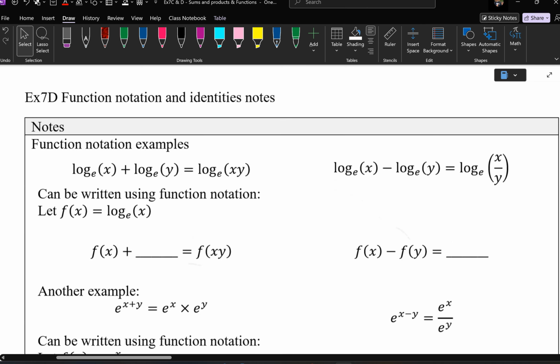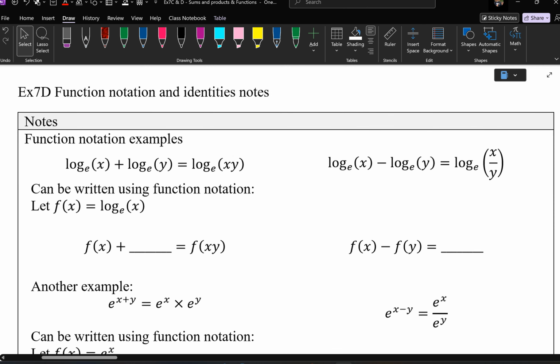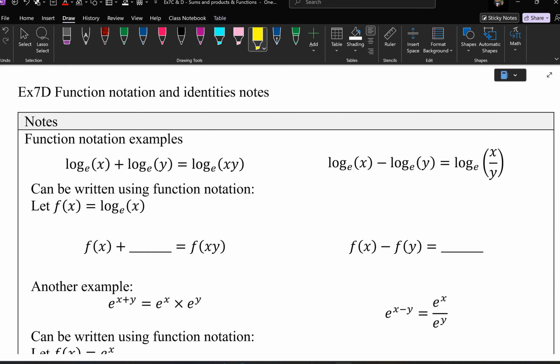Now let's rewrite that in function notation. For example, when you use function notation, you use "let" and then you tell them what you want. So let f of x, I'm using f of x as my function notation, equal log e of x. So I'm going to replace this log e of x with f of x. How would I replace log e of y then? Can I please have Joe? F of y.